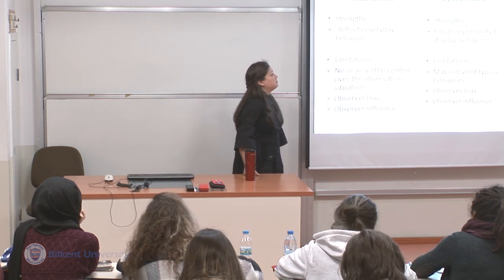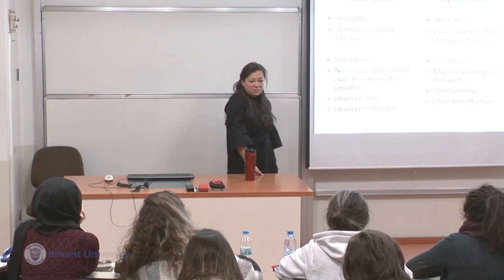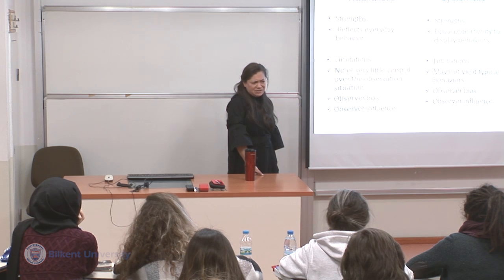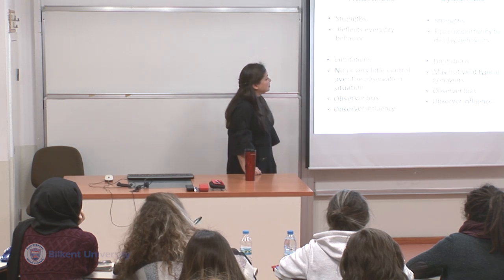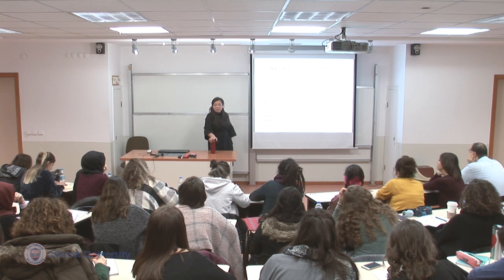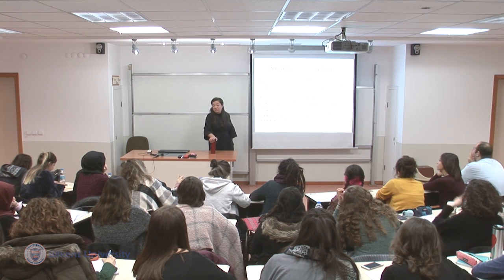Let's talk about systematic observation. The strength is the equal opportunity to display behaviors. Meaning what? Meaning that each child gets a chance to display the behavior you're interested in assessing. Yes, I'm going to give the example right after this. The limitation is it may not yield typical behaviors. Obviously, the child is in an unfamiliar context. It could be a lab, for example. If they come to the lab, what do we do? We play with them for about 10 minutes or so, or until the child feels comfortable.